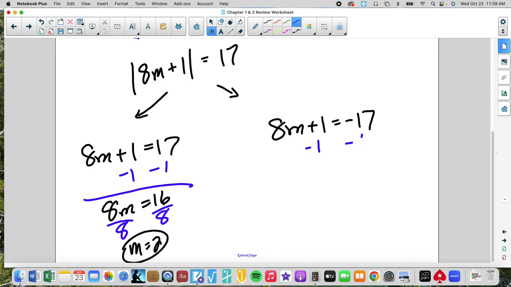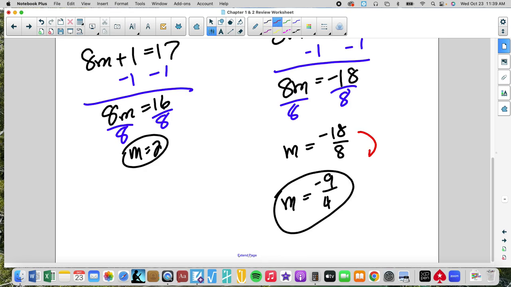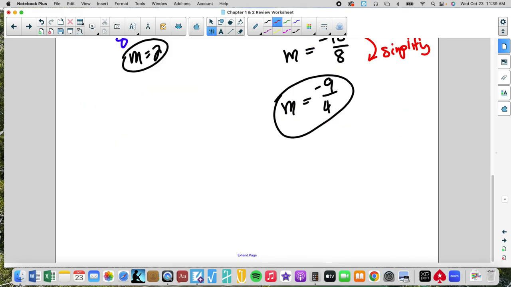Let's subtract 1. 8m equals negative 18. Divide by 8, and m equals negative 18 over 8, which needs to be reduced. You must simplify fractions. Negative 9/4. And those are my two answers. Let's write them in a solution set: negative 9/4, comma, 2.